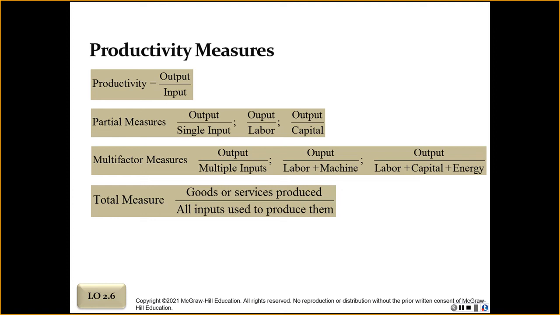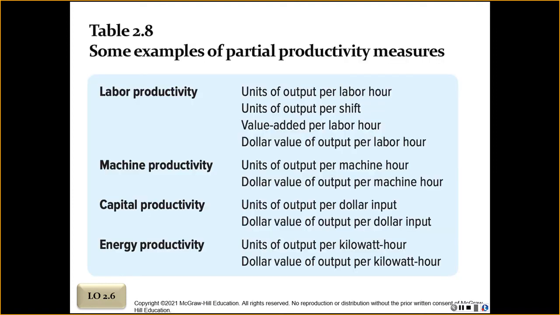So you have partial measurements, you have multi-factor measurements, where you're going to take multiple inputs and figure out what the productivity is. And then you have your total productivity measurement. Some examples of partial productivity measures: you're going to measure units of output per hour, units of output per shift, units of output per machine hour, units of output per dollar input. These are all different ways to measure productivity.